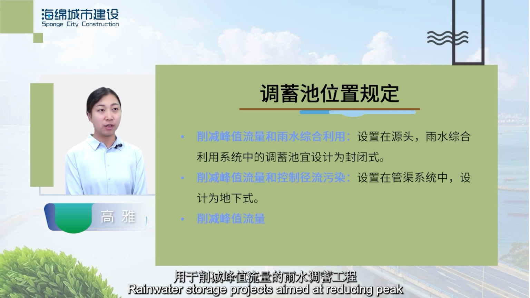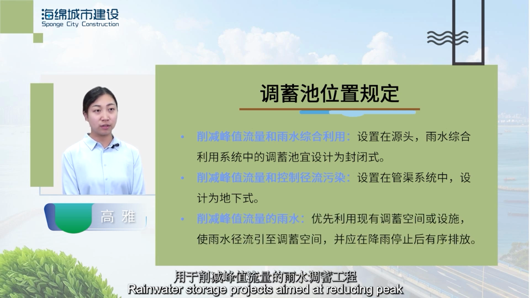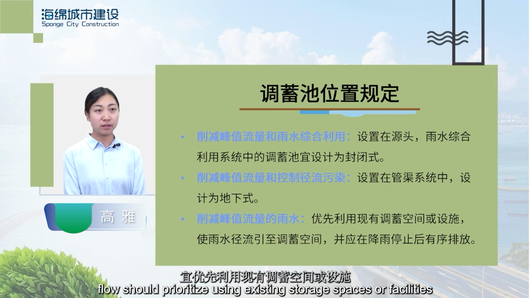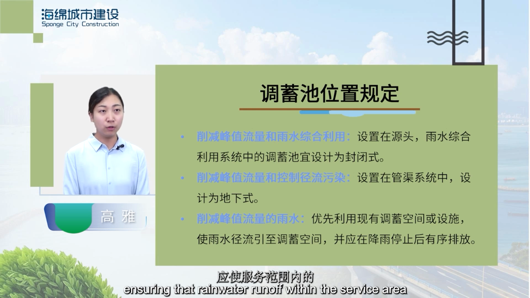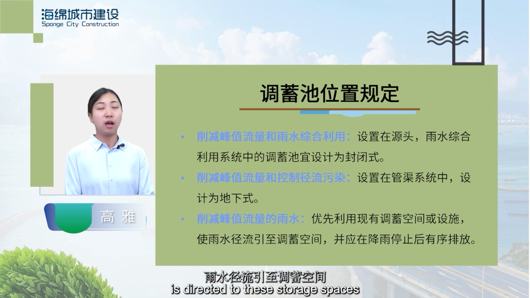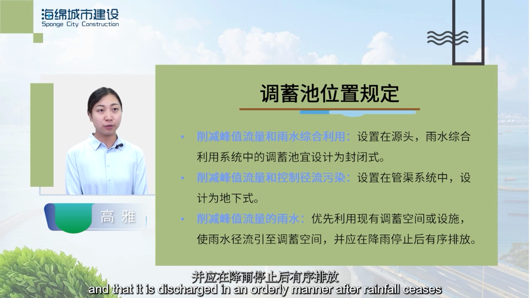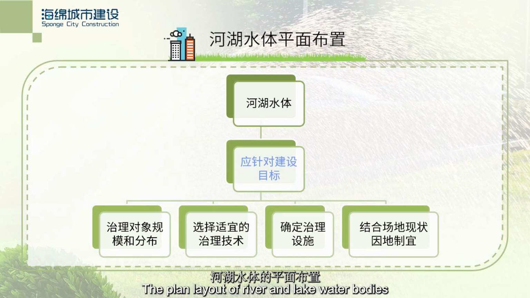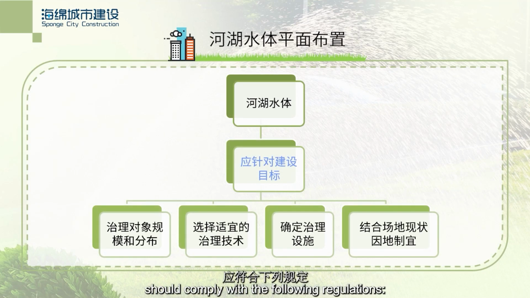Rainwater storage projects aimed at reducing peak flow should prioritize using existing storage spaces or facilities, ensuring that rainwater runoff within the service area is directed to these storage spaces, and that it is discharged in an orderly manner after rainfall ceases. The plan layout of river and lake water bodies should comply with the following regulations.